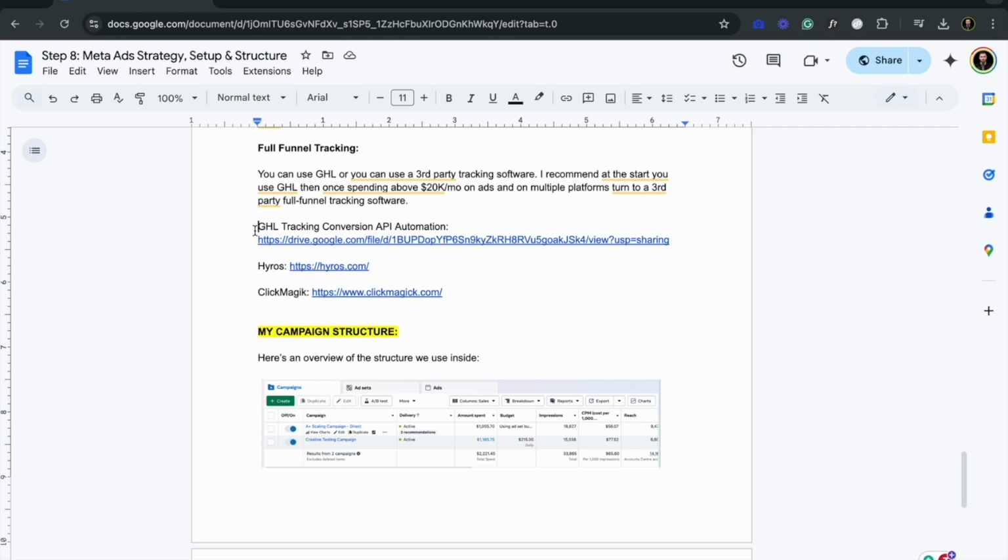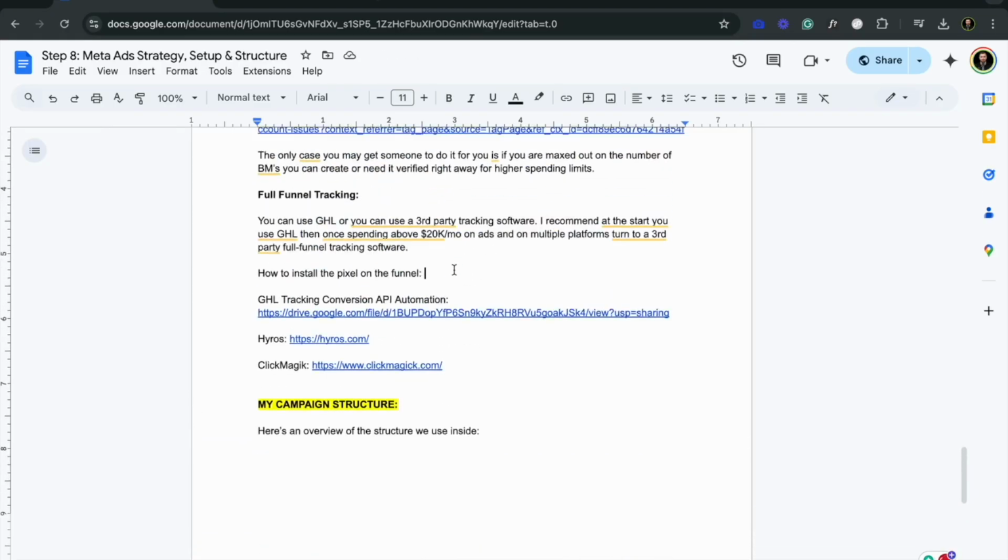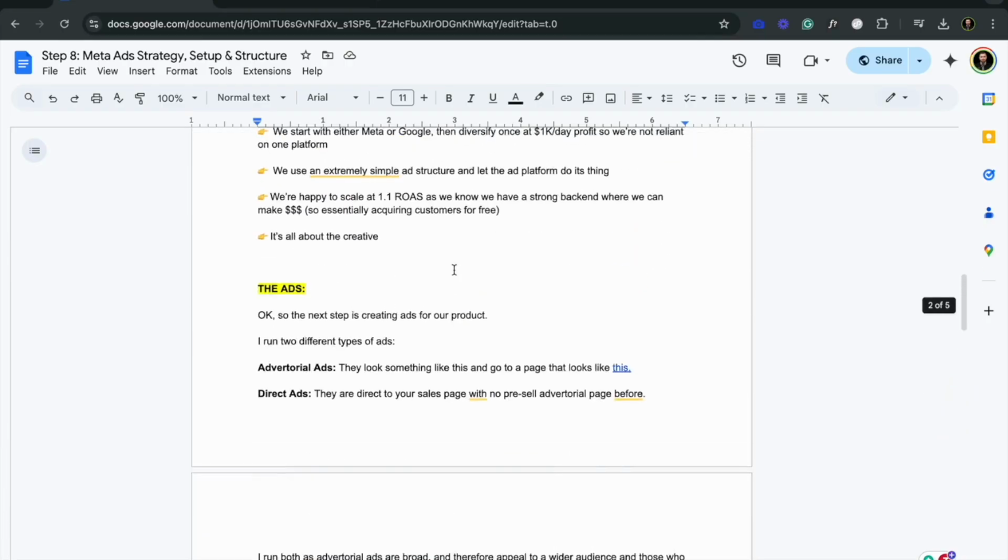I'm also just going to add here a little tutorial on how to install the Pixel. Okay, because that's the other thing that you'll need to do. So I'll just add this in after the video, but again, there'll be a link there for you similar to that one.